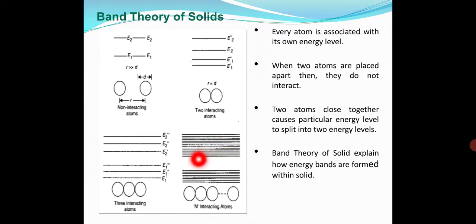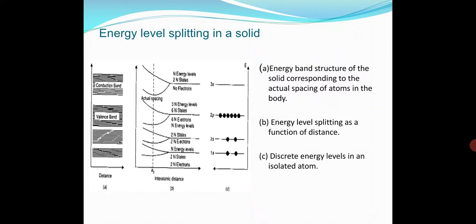together more than three or four atoms, the energy levels are split into a number of energy levels according to the number of atoms. So E2 will be split according to that. Every atom is associated with its own energy level. When two atoms are placed apart, they do not interact. Two atoms close together cause a particular energy level to split into two energy levels. Now band theory of solids explains how energy bands are formed within solids.